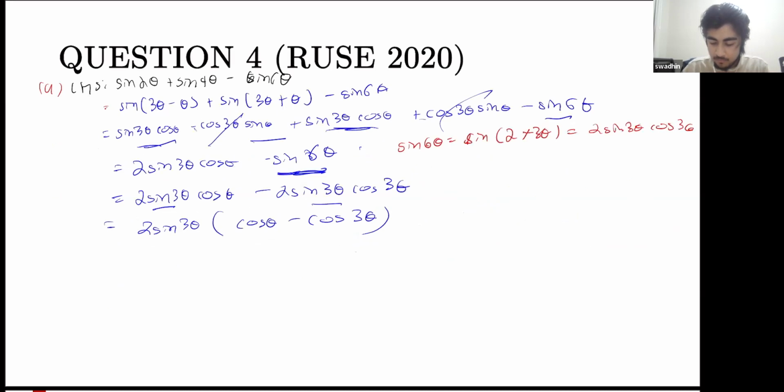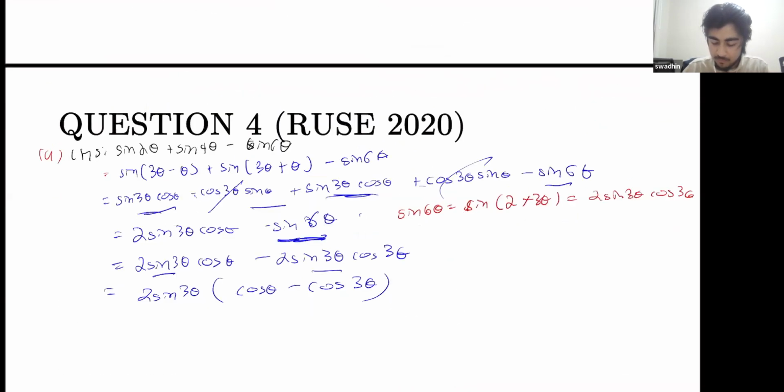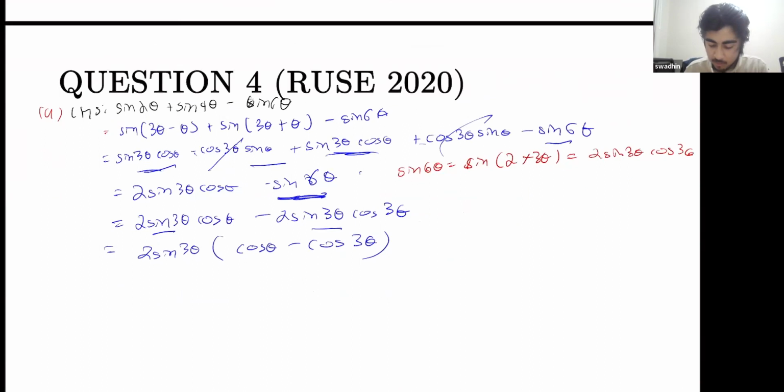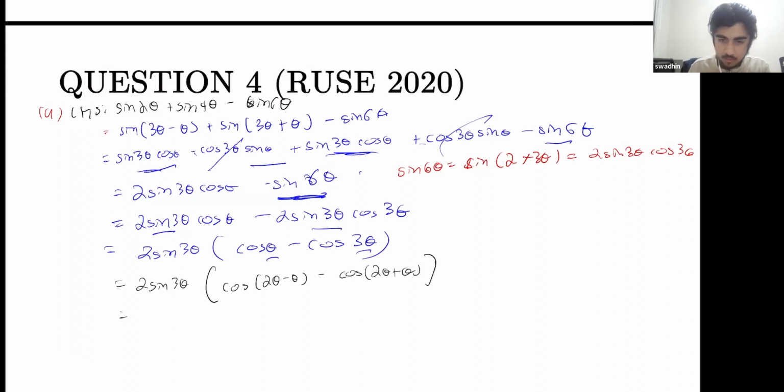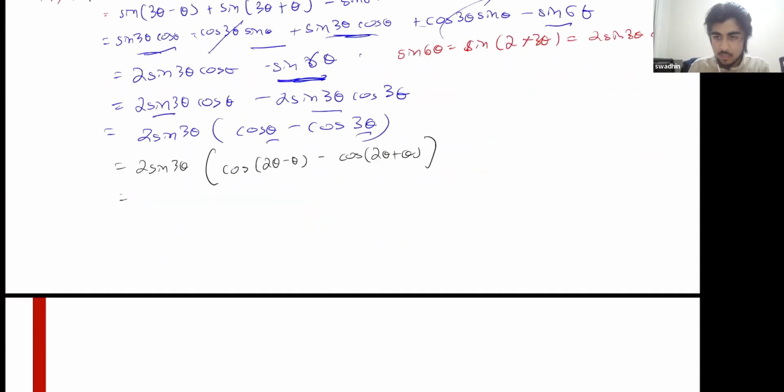Now, if we look at our solution, there's no minus sign between. So we actually have to rewrite these again. The way we rewrite it is, we know that 2 theta minus theta is theta, and 2 theta plus theta is 3 theta. So let's rewrite it in that way. Now we can expand because for cosine of 2 theta, there are two different signs here. So we know that at least one of them will cancel out.